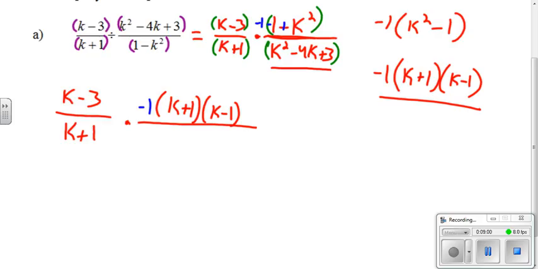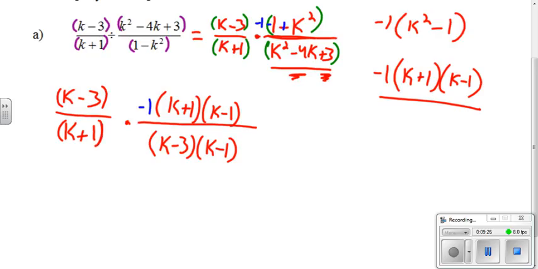This piece we can still factor as well. If we have k squared minus 4k plus 3, looks like that one can be factored down into k minus 3 and k minus 1, because that -3 and the -1 would multiply to 3, and they would add to -4. So now we have all of the factors broken down.